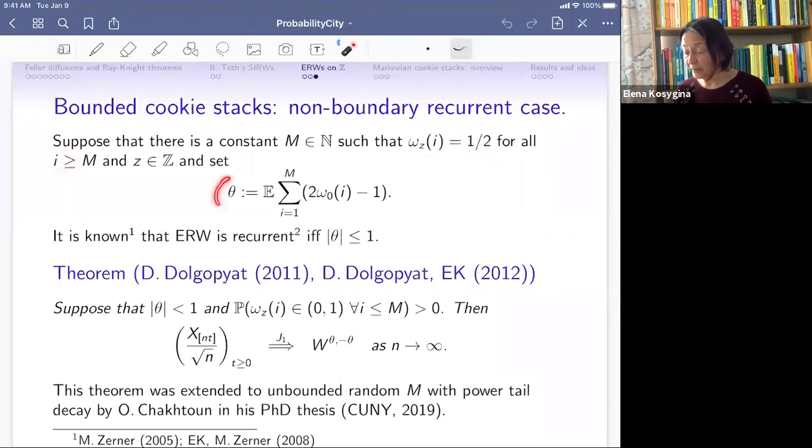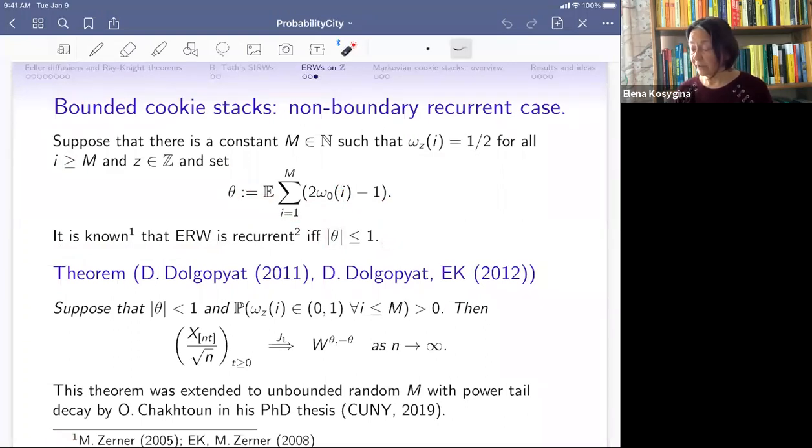And the main parameter there is the drift stored in the ith cookie. This is the expected total drift stored at site i. Since we assumed IID, it doesn't matter which i we take, we get this parameter. And it is known from our work that this random walk is recurrent if and only if this parameter in absolute value is less than or equal to 1.